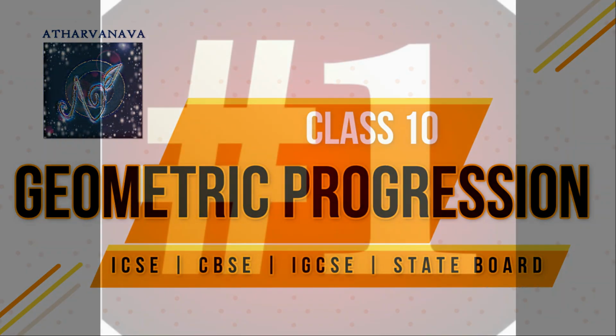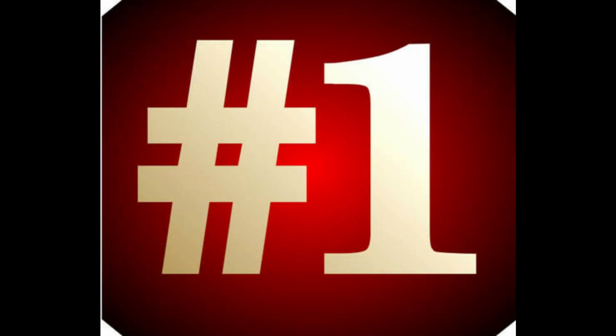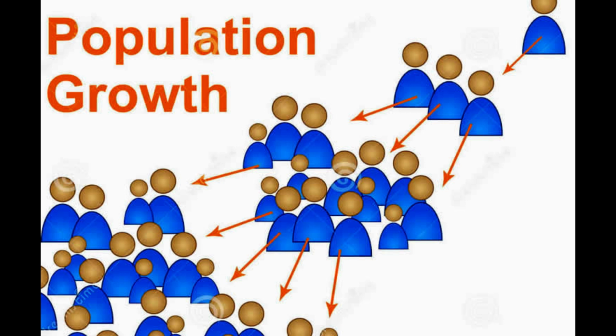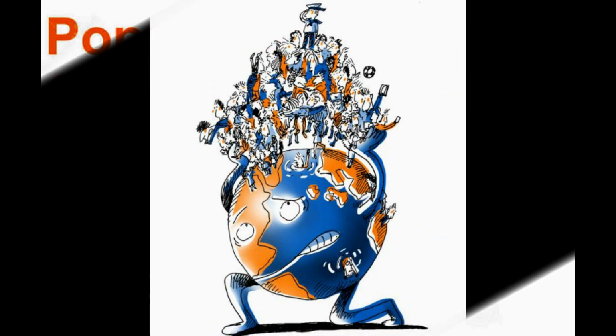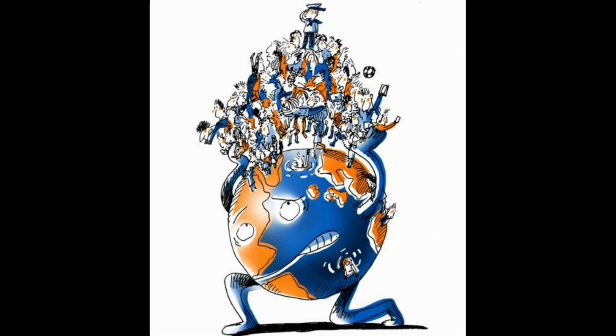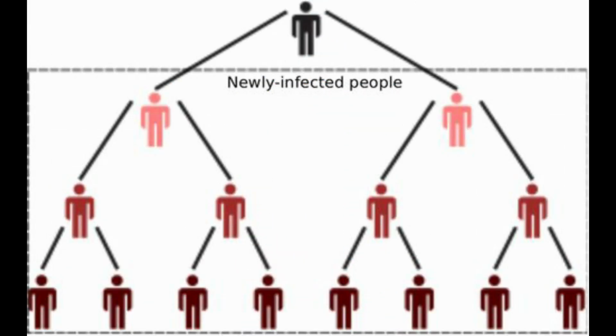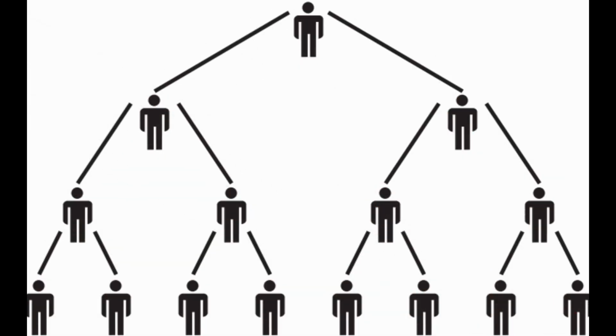So application number 1, population growth or decay. During this pandemic situation, our biggest concern is to limit the count of infected people. This picture here shows how the infection is growing rapidly. So initially there is a single person who is infected.